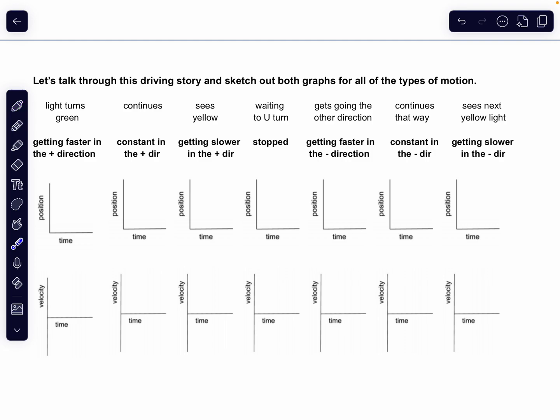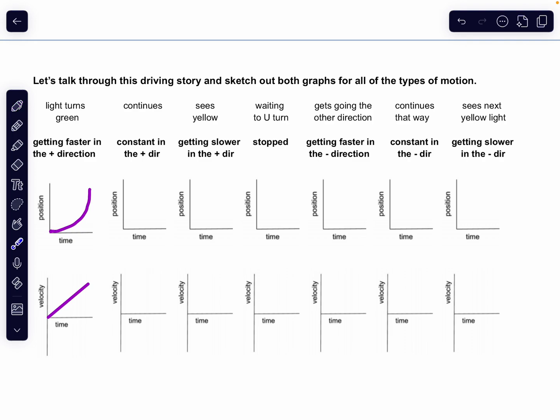We have a light turning green, and then the car is going to get faster in the positive direction. Now, those clues break down like the following. We know it's positive, therefore the velocity is going to be in the positive quadrant, and it's getting faster, so there must be a curve on the position-time graph. So I'm going to curve upwards like this, indicating that I'm getting faster while moving away, and my velocity is a constant slope, and it's in the positive quadrant. Awesome. Let's take a look at the next one.